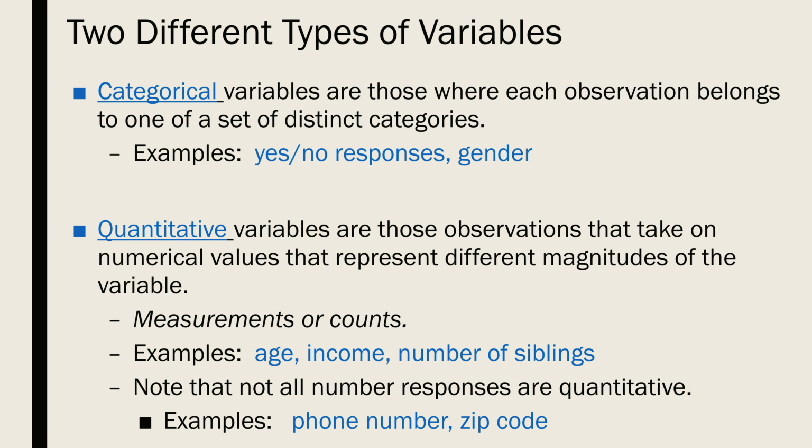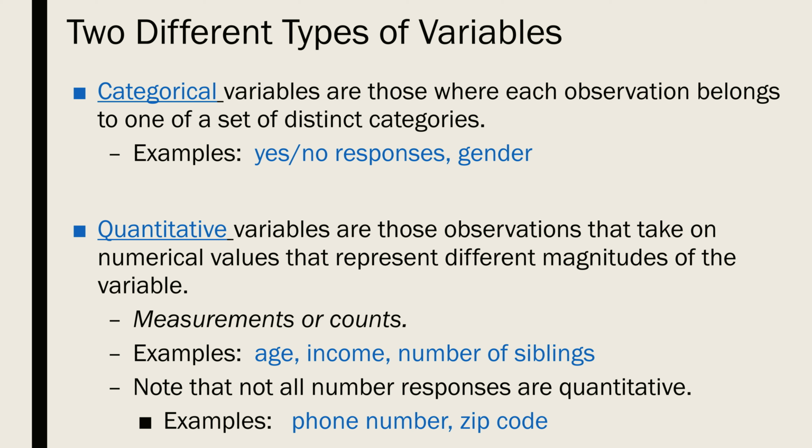Two different types of variables. Categorical variables are those where each observation belongs to one set of distinct categories. For example, yes or no response and genders. Quantitative variables are those observations that take on numerical values that represent different magnitudes of the variable. There's measures or counts. For example, age, income, and the number of siblings.